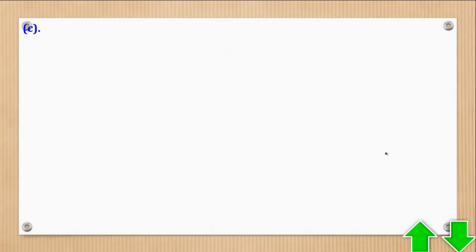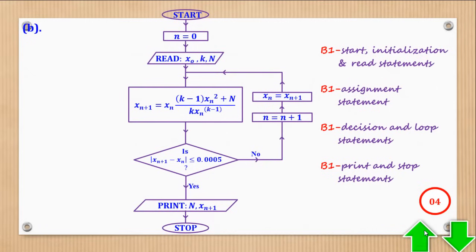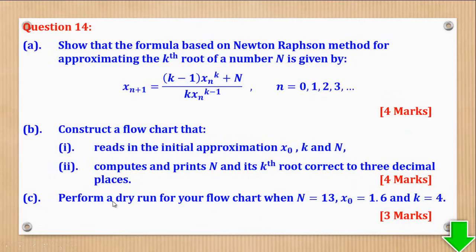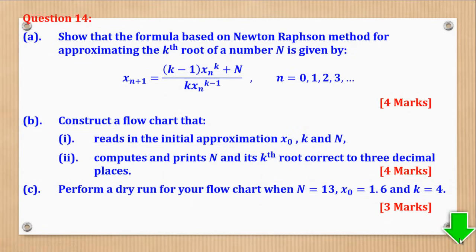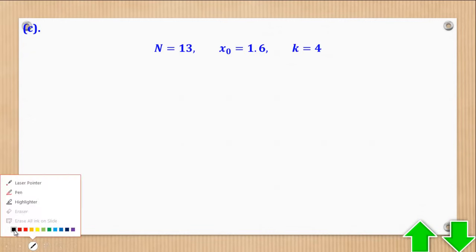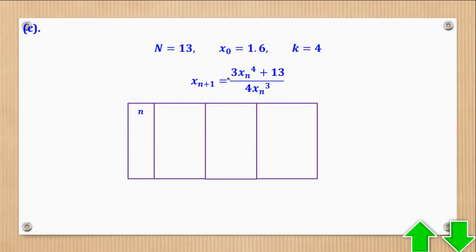Then part C, they want you to perform a dry run, given some initial values. Let's first see those values. Perform a dry run for your flowchart when N is 13, x0 is 1.6, and k is 14. So a dry run is tabulated. But we begin by putting the values in the read statement, because the flowchart tells you to read. When you put those values, you come up with this formula, and that's what you'll use in your dry run.